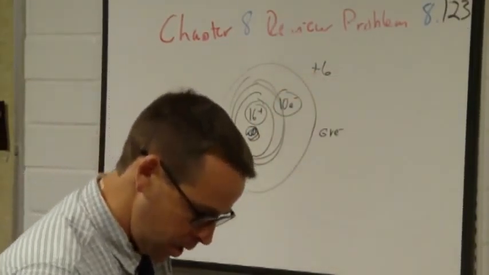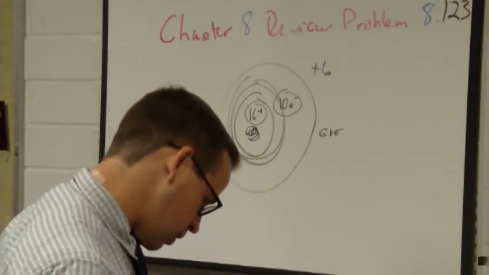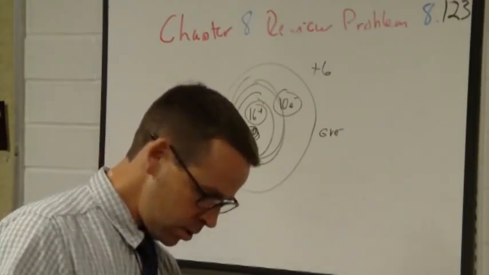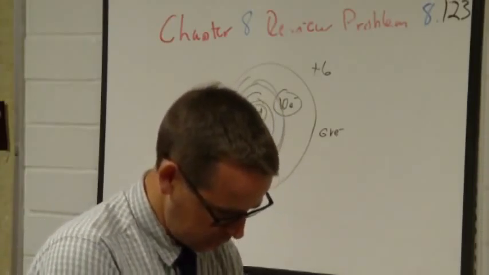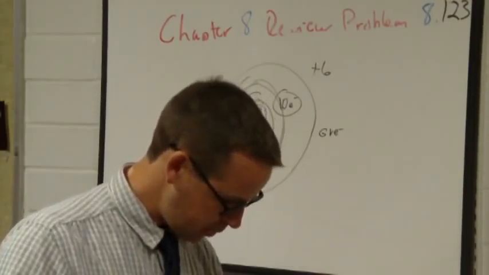All right, and then the last one is chlorine. Chlorine has 17 protons and 10 core electrons, so it's going to feel a +7. 17 protons, 10 core electrons, so it's going to feel a +7.